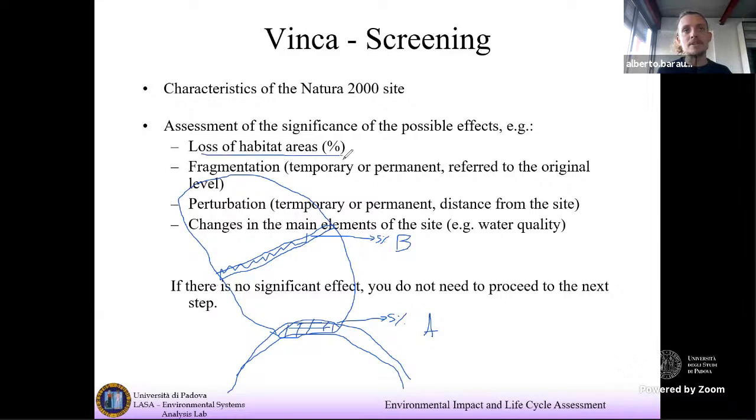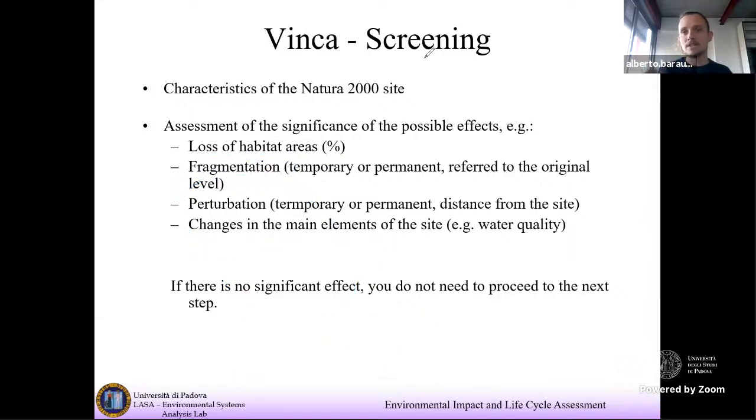Okay, so loss of habitats can indeed be a possible criterion to assess impacts, but there are many others which are site and project specific, such as in this example. For example, fragmentation. This is just an example, okay? It's very much site and project specific, this kind of exercise.